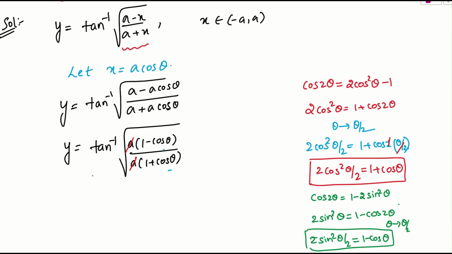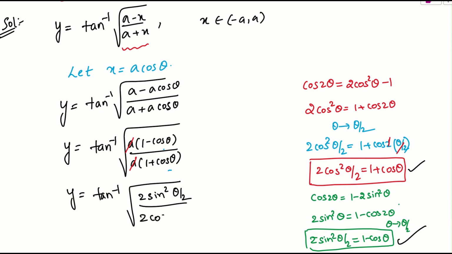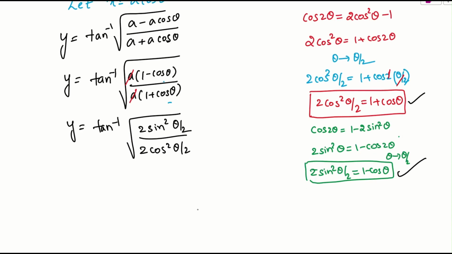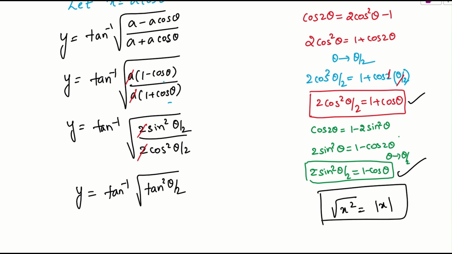Let us take y equals tan inverse of root of, what is 1 minus cos theta? We have here 2 into sine square theta by 2. What is 1 plus cos theta? We have here 2 into cos square theta by 2. After this, in the numerator and denominator, I can cancel 2. We know that sine by cos is tan. So simply substitute here: y equals tan inverse of root of tan square theta by 2. If you cancel the square and square root, this is nothing but the modulus. If you remember the formula, note it down. If not, try to note it down.